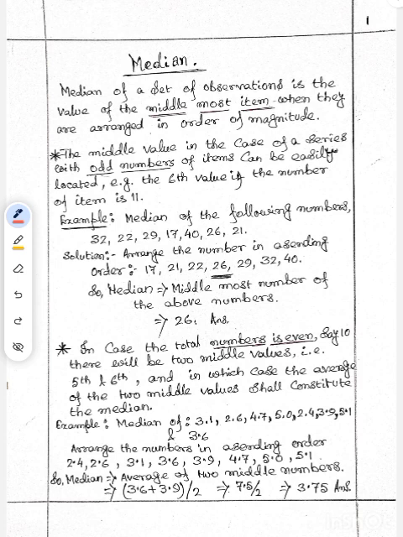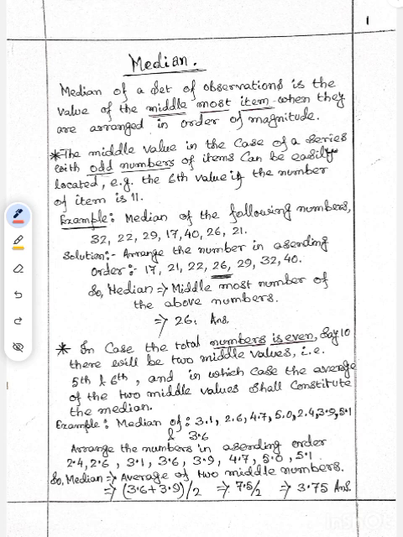But in practice, in a simple series of numbers, there are two types of series. One is an odd number series and the second one is an even number series. So we try to describe the odd number series first.